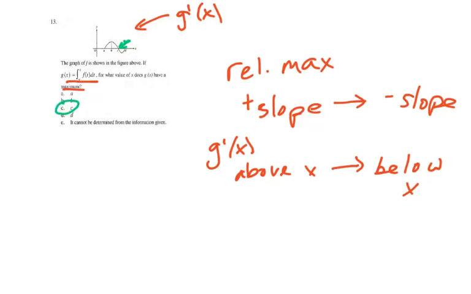That's it. That's where you go from g prime, your slope, going from a positive value above the x-axis to a negative value below the x-axis. So that is your only relative max. You have no relative min on this function because there's no place that you go from a negative slope to a positive slope.